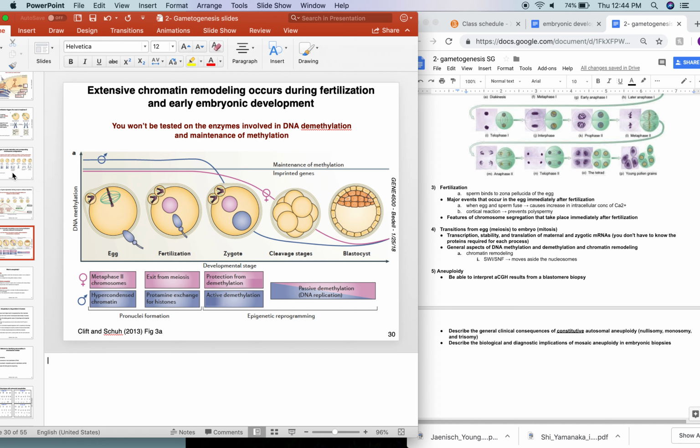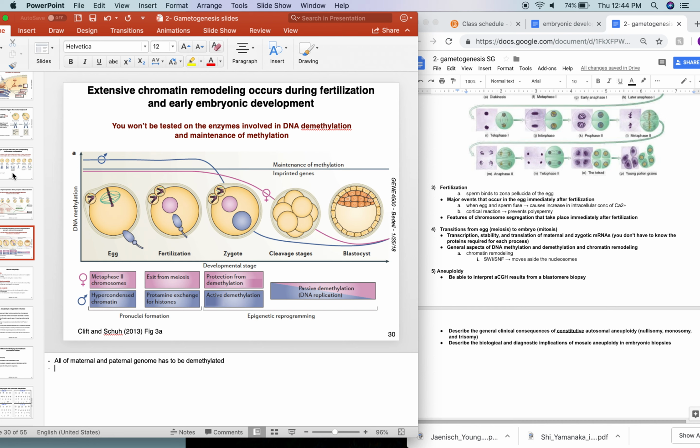So first of all, the main point is that all of the maternal and paternal genome has to be completely demethylated. Well, not quite. Just pay attention. So we've got the pink and blue. It's different between male and female.